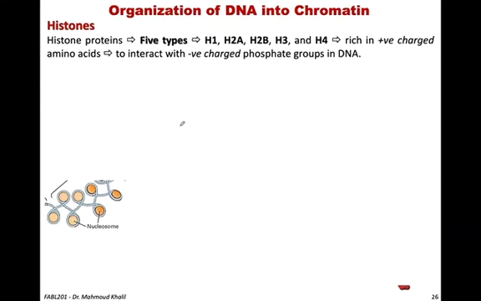So basically, histones are 5 types: H1, H2A, H2B, H3 and H4. You need to remember that histones are eukaryotic proteins that DNA wraps around.